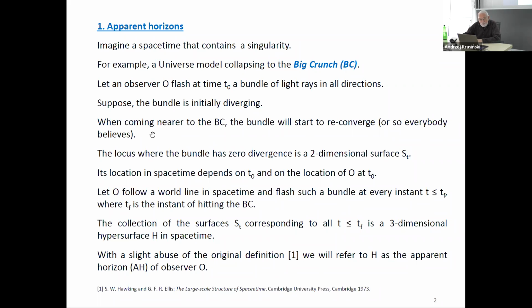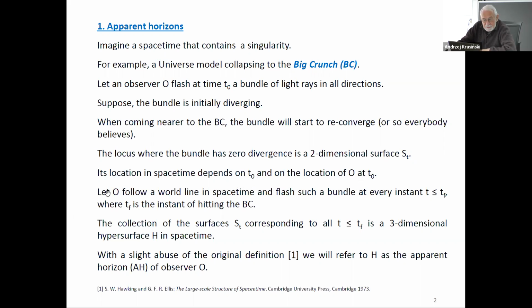When the bundle is coming near to the final singularity, it will start to reconverge, or so everybody believes, but you will see from what will follow that it's not necessarily so. And the locus where the bundle has zero divergence is a two-dimensional surface. Let's denote it by ST for a moment. And its location in space-time depends on the moment of emission of the bundle and of the location of the source of light at this time t0.